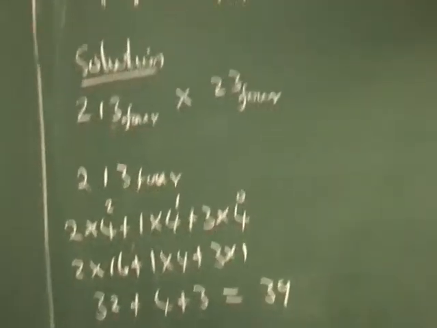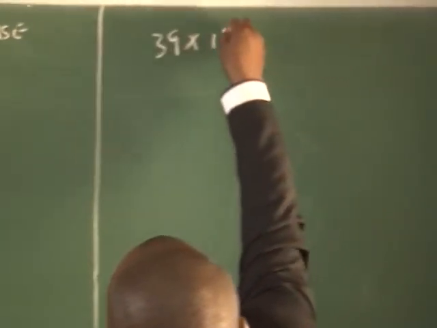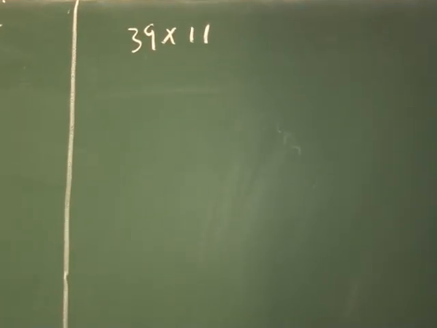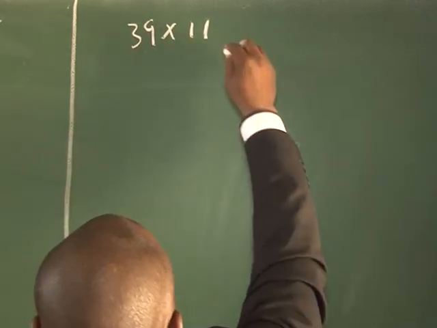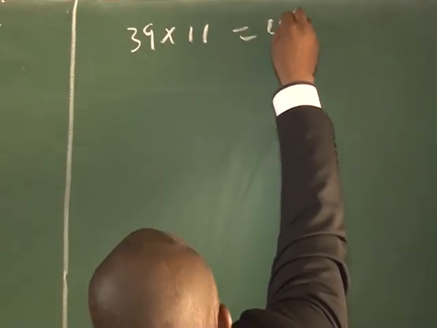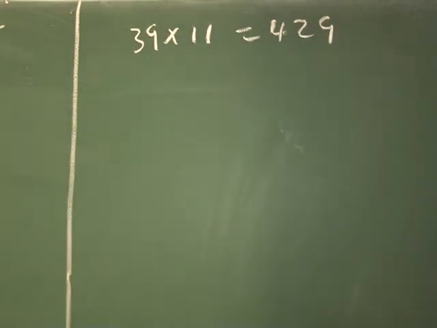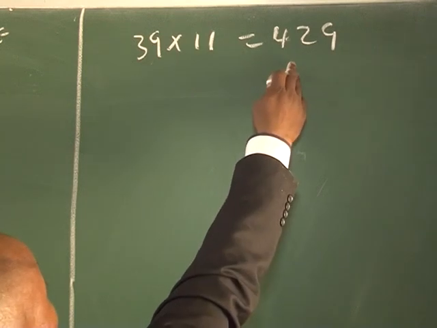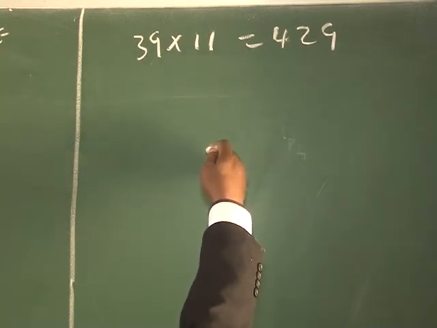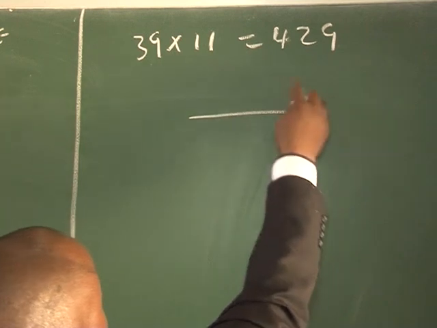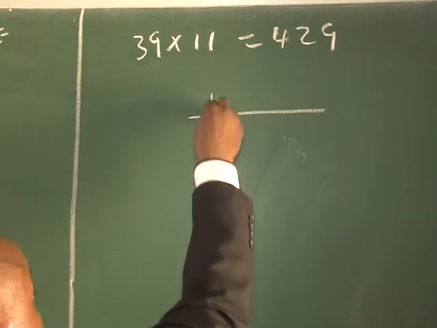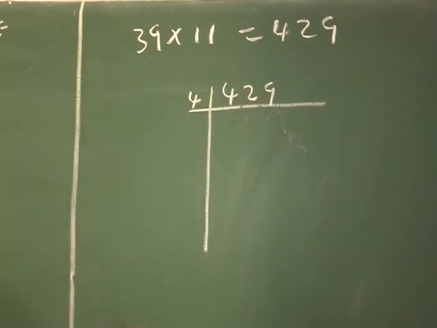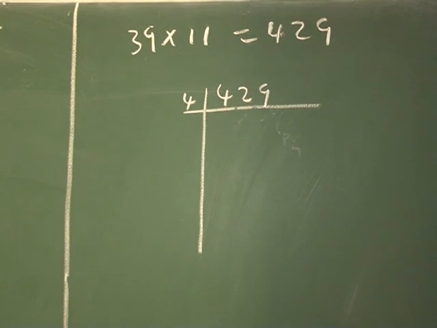If we do that, 39 times 11 gives us 429. So now we are going to convert 429 to base 4, because 429 is in base 10 now.